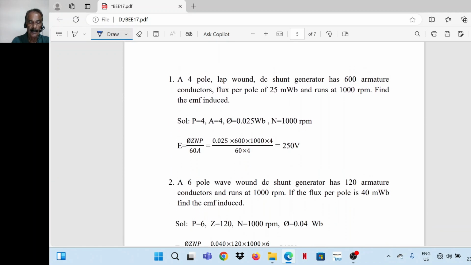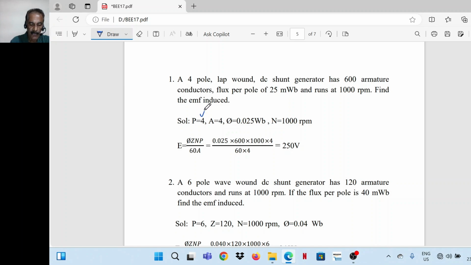Then let's work out certain examples. A 4-pole lap-wound DC shunt generator has 600 armature conductors, flux per pole of 25 milliweber and runs at 1000 rpm. Find the EMF induced. The values are given, so this is just substitution.